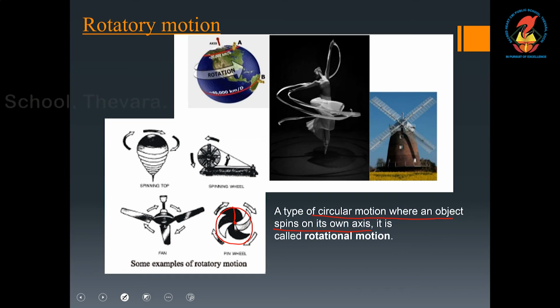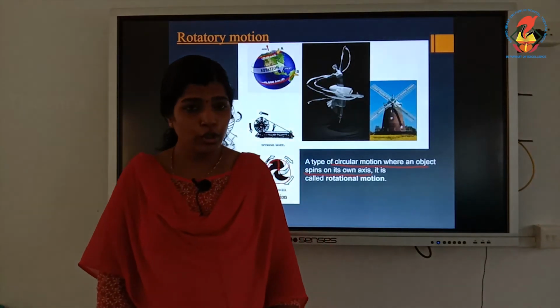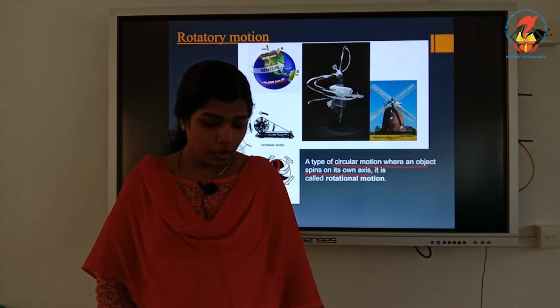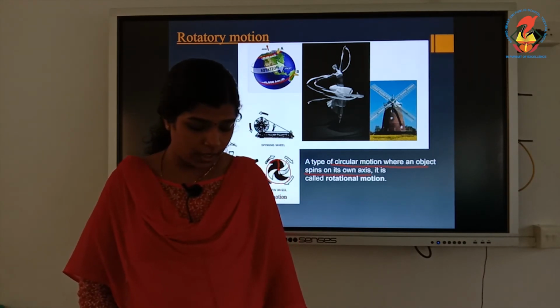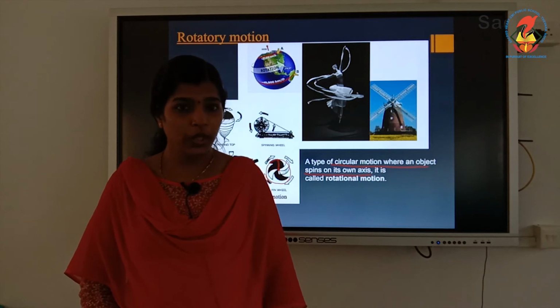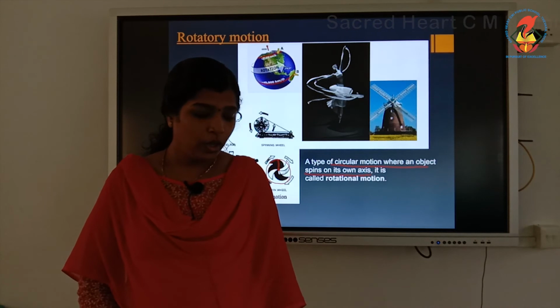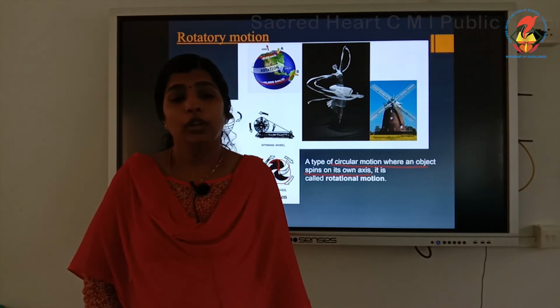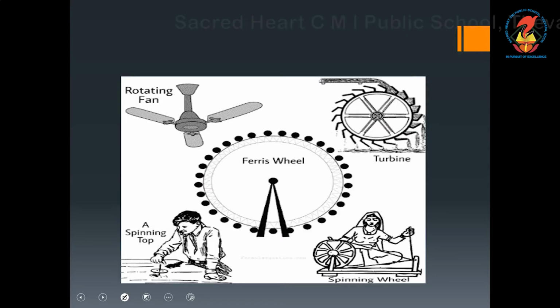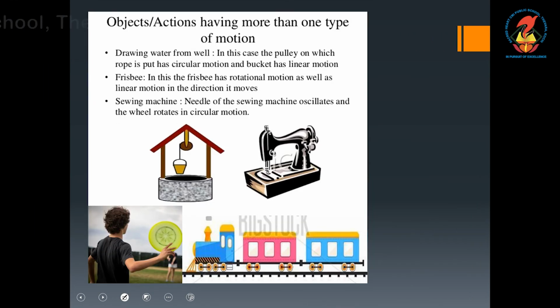Okay. Rotational motion: the motion of a spinning top, the rotation of the earth on its own axis, the rotation of a windmill, the turning of a potter's wheel, all those things are examples of rotatory motion. This one is also an example of rotatory motion. A spinning top, giant wheel, spinning wheel, turbine, rotating fan, all these things are examples of rotatory motion.